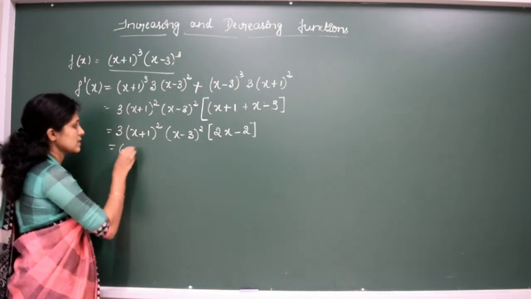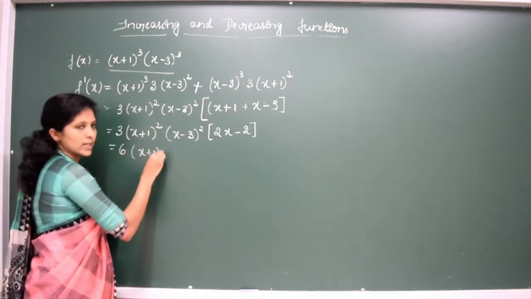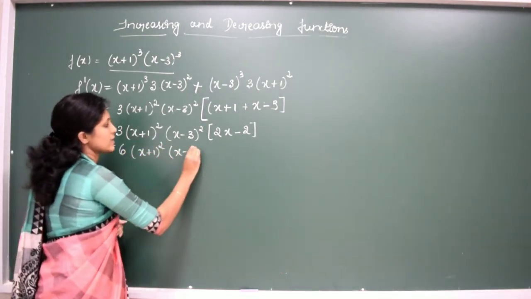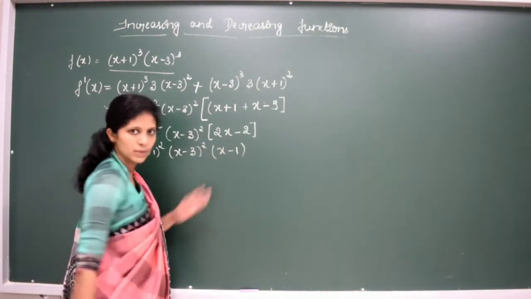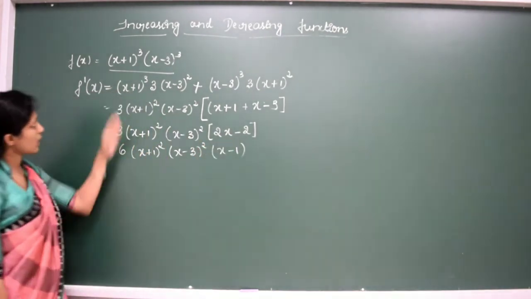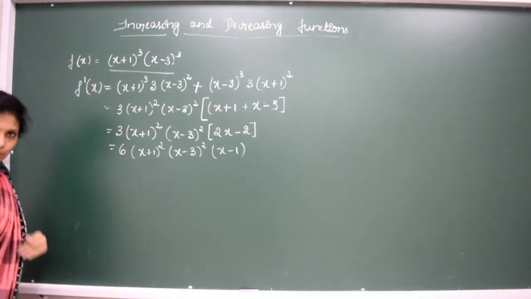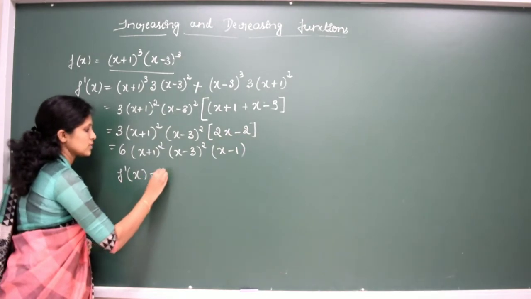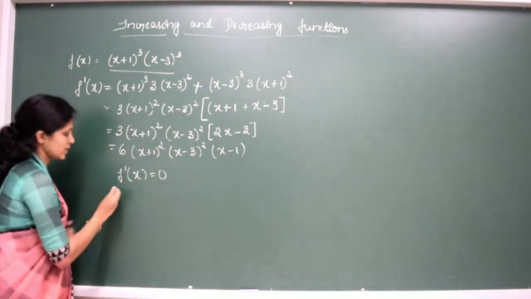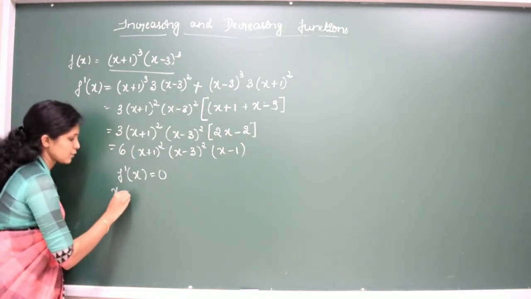So this will now be 6 into (x + 1)² (x − 3)² (x − 1), because the 2 is outside. Now what you have to do is equate this to 0, that is f'(x) = 0. Since you are equating this to 0, what are the possible values of x?